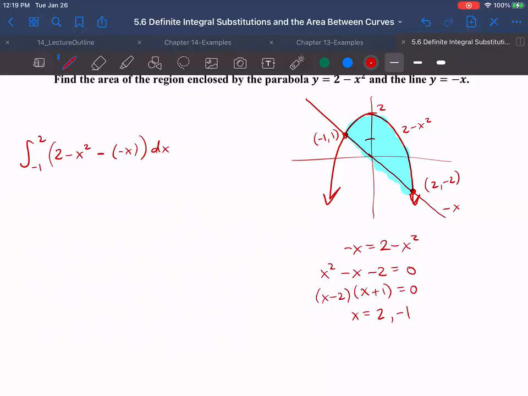Okay. So now we go through and integrate it. So I'm going to let y'all give that a try. Right, I'll rewrite it one more time here as 2 minus x squared plus x dx. And do the integration there. Go ahead and try it and see what you get. And I'll pause this.